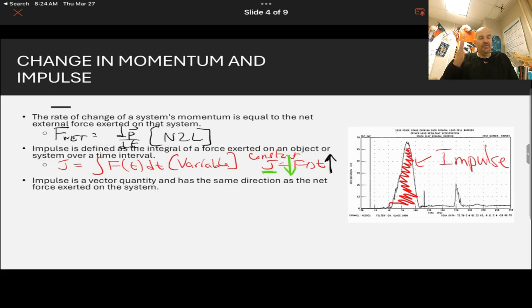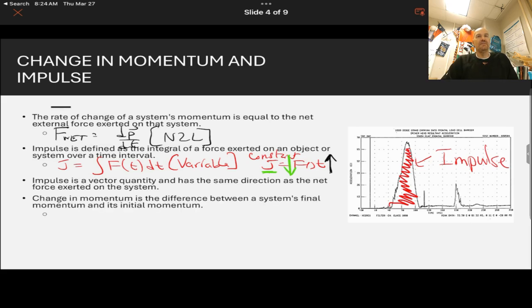And the next statement, right? Change in momentum is the difference between a system's final momentum and its initial momentum. So delta P is P final minus P initial, right? Again, note that momentum is a vector, okay?